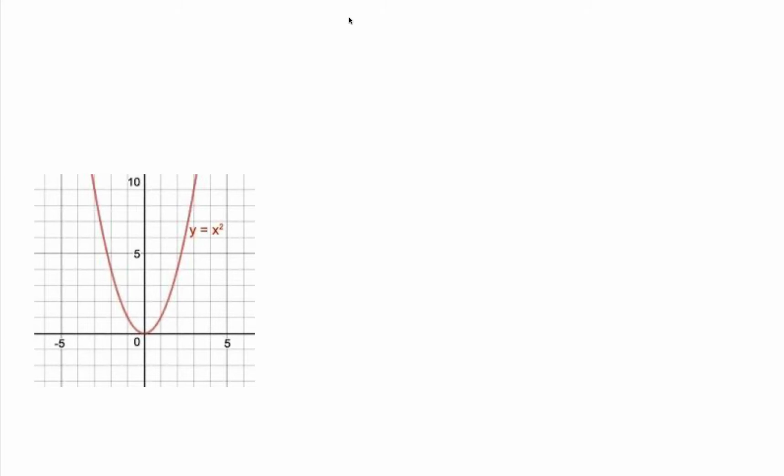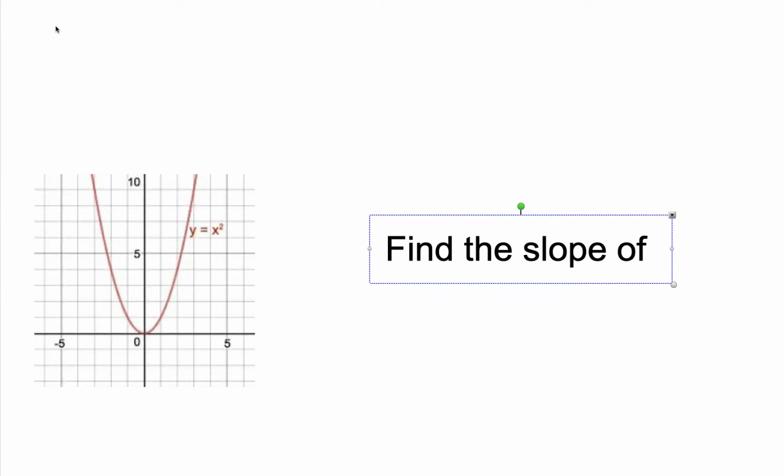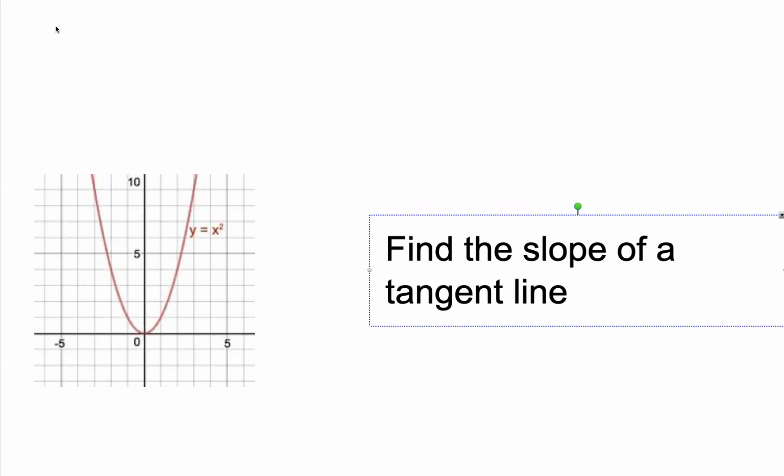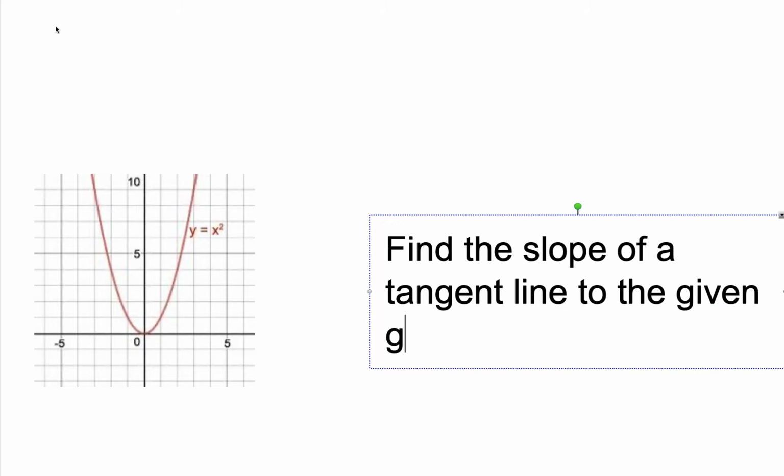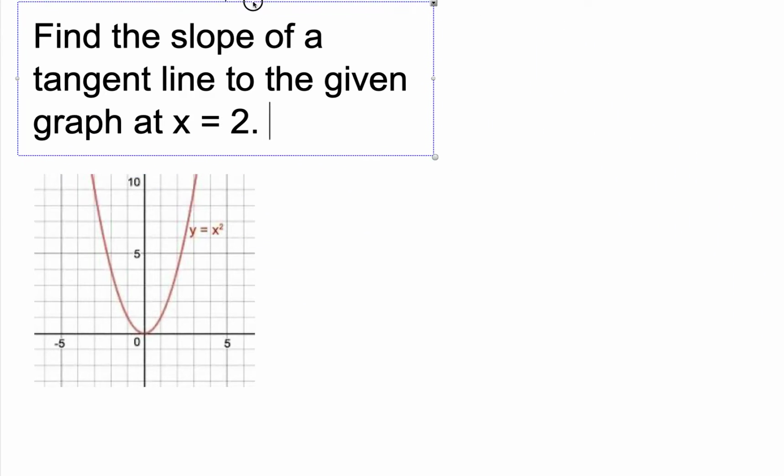Look at the slope of a tangent line. So what if I were to address a question this way? Find the slope of a tangent line to the given graph at x equals 2. So that's my question. Then how would you be able to answer that?